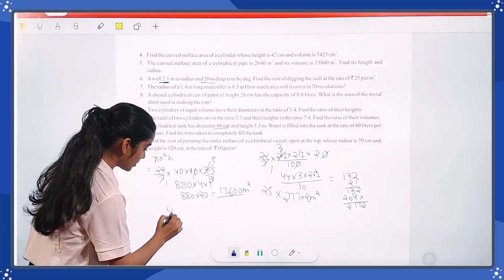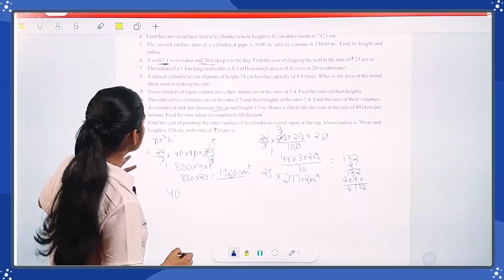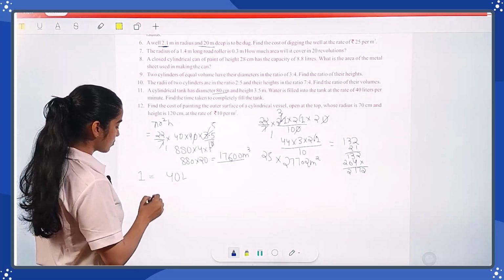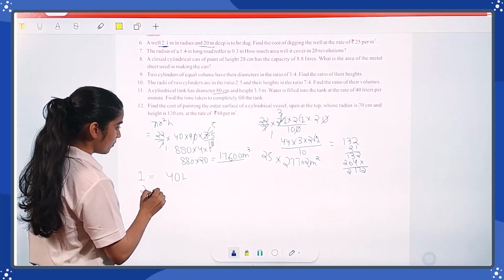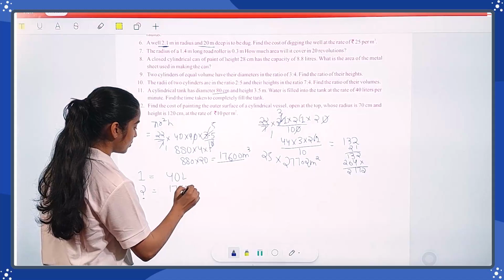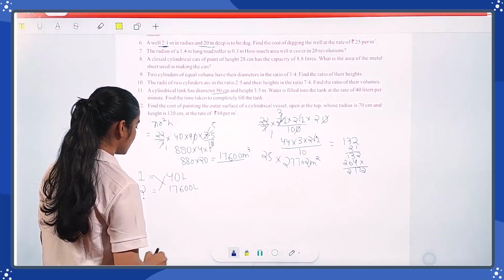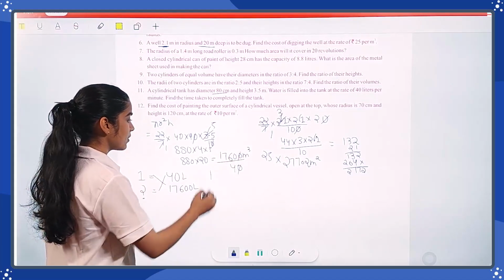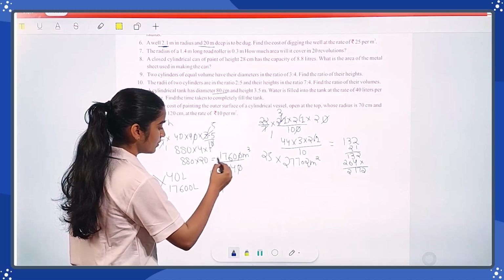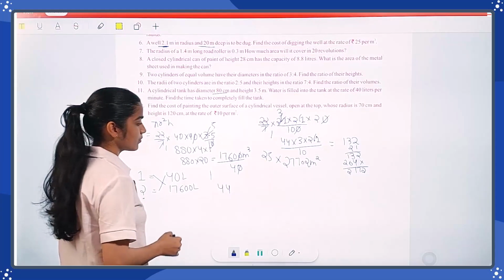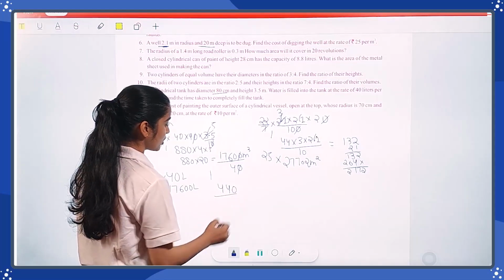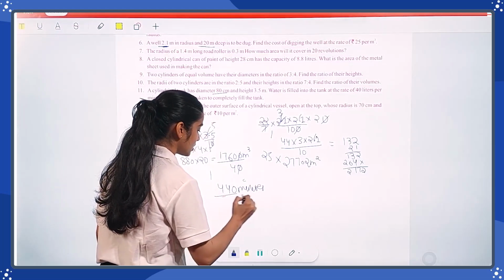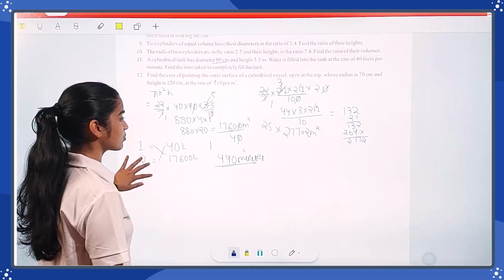Water is filled into the tank at the rate of 40 liters per minute. If in 1 minute 40 liters is covered, how much time is required for 17600 liters? So we have to cross multiply it. By cross multiplying, you have to divide by 4. So 0 is cancelled out with 0. 4 4s are 16, then again 4 4s are 16 and 0 is common. So 440. So now 440 minutes is required. You can convert this further into hours as well. So it's totally up to you.